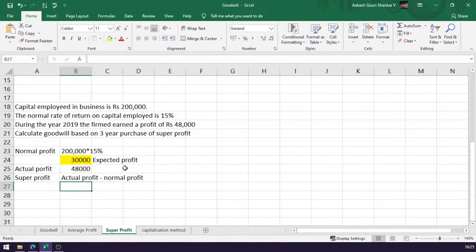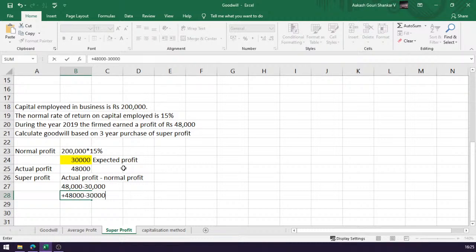So what is our actual profit? Our actual profit is 48,000 rupees minus normal profit. What is the normal profit which you have calculated above, like 2 lakh into 15%? So the 30,000 is the normal profit. So when we subtract this, we will be having a surplus super profit of rupees 18,000. 48,000 minus 30,000 is the 18,000.